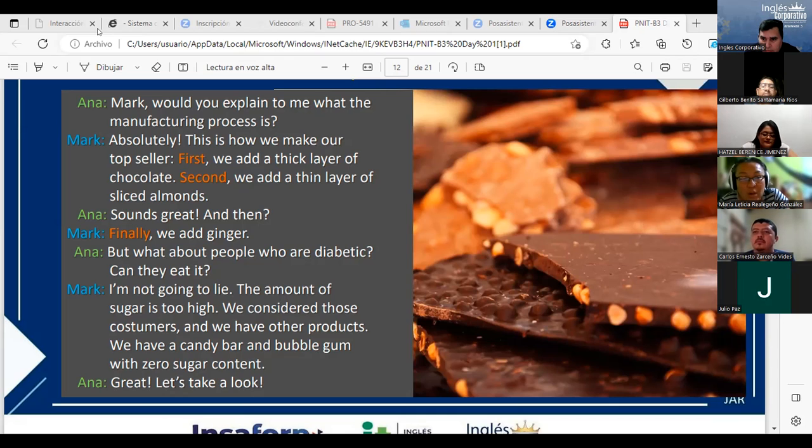Mark, would you explain to me what the manufacturing process is? Absolutely. This is how we make our bookseller feel. We have this layer of chocolate. Second, we add a thin layer and sliced almond. Sounds great. And then? Finally, we add ginger.